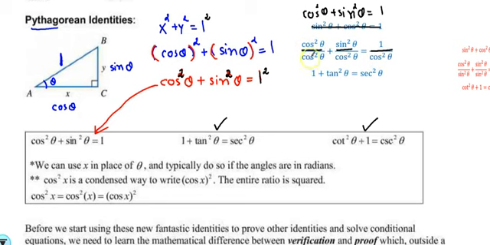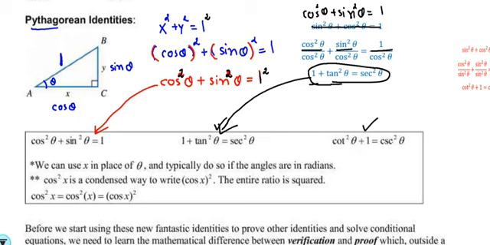Then cosine squared over cosine squared is 1, sine squared over cosine squared is tangent squared, and 1 over cosine squared is secant squared, and that is our second identity, the Pythagorean identity written a different way: 1 plus tangent squared is secant squared. Again, all these identities are only true for squares. They are not true for any other power.